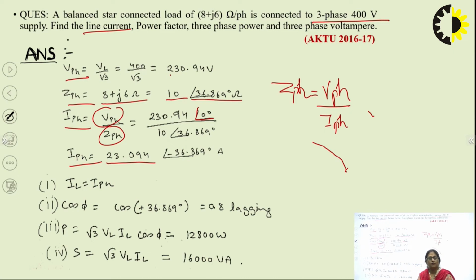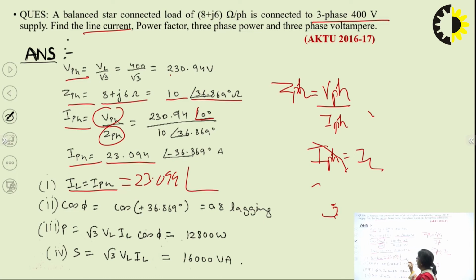But the question is asked for the line current. If you just remember, we have derived for a star connected system, the phase current is equal to the line current. That means the line value current is also going to be 23.094 with an angle of minus 36.86 amperes.